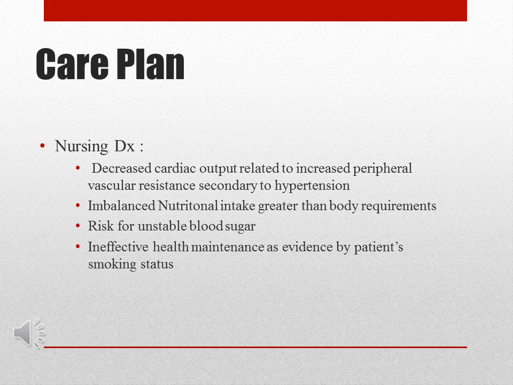The nursing diagnoses include decreased cardiac output related to increased peripheral vascular resistance secondary to hypertension, imbalanced nutritional intake greater than body requirements, risk for unstable blood sugar, ineffective health maintenance as evidenced by patient smoking status. Encourage weight loss through increased physical activity and consume a 2-gram or low-salt diet and low-fat diet.